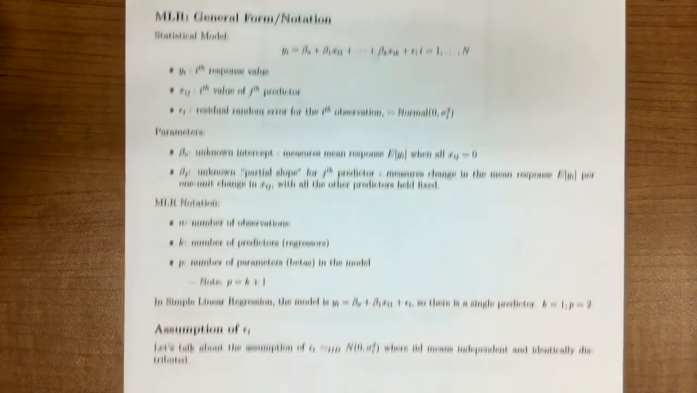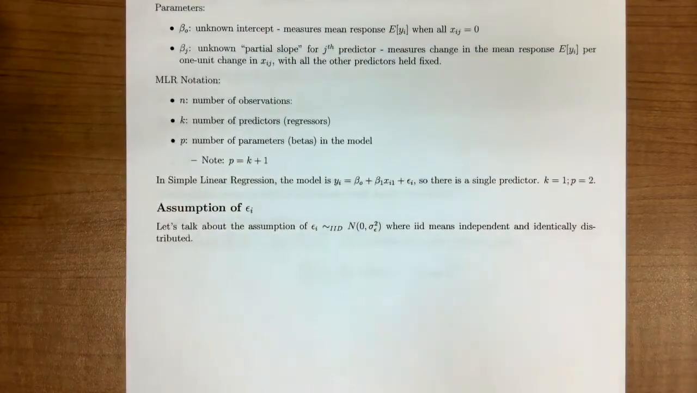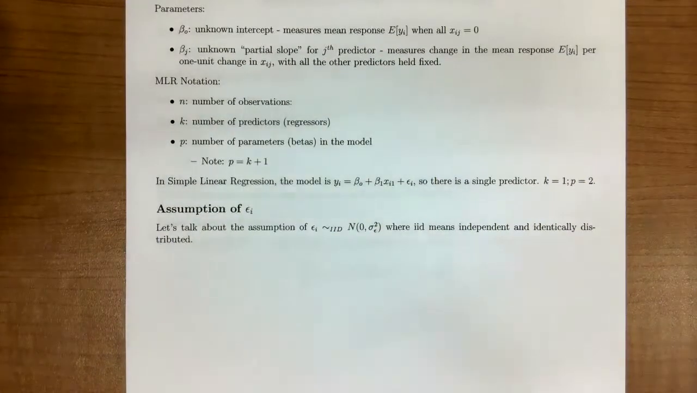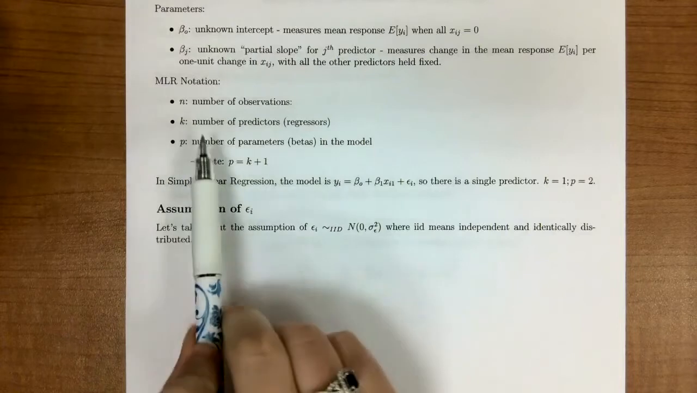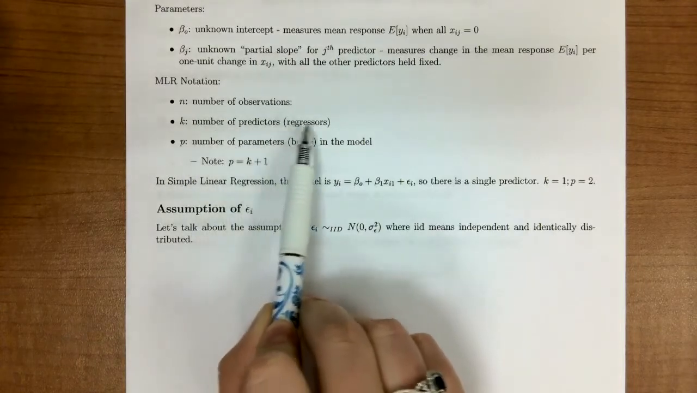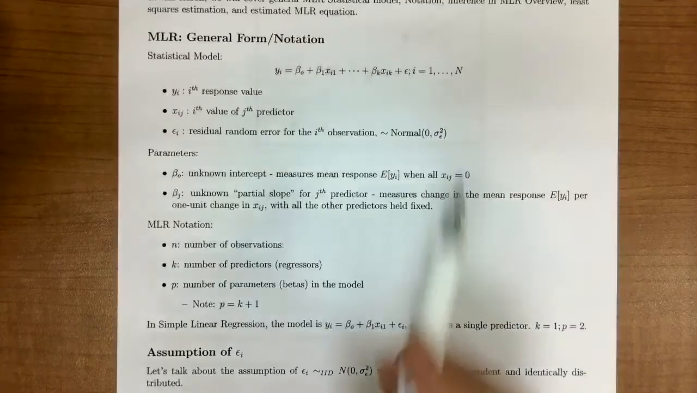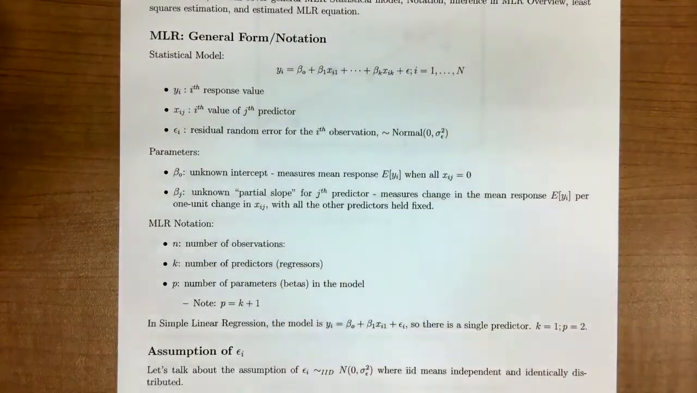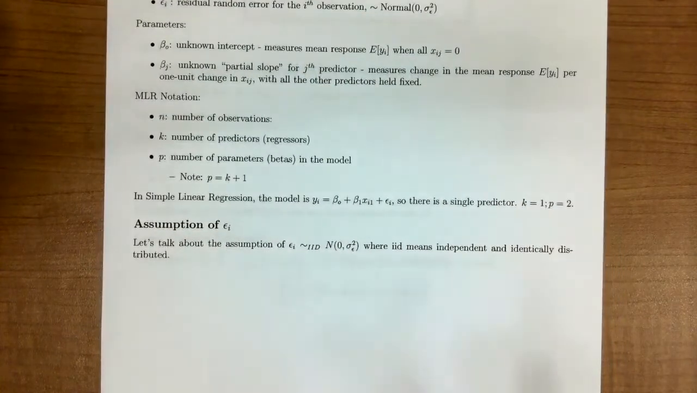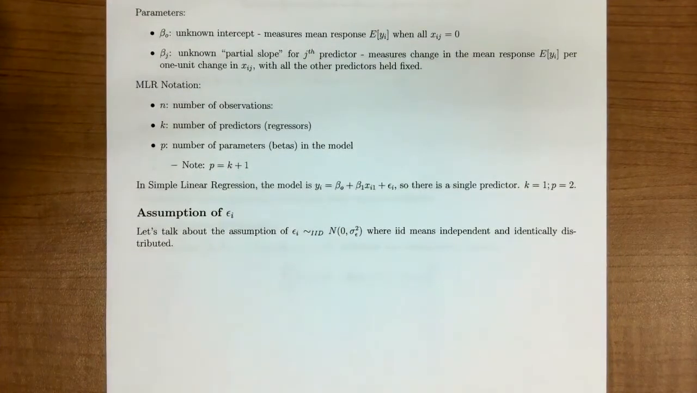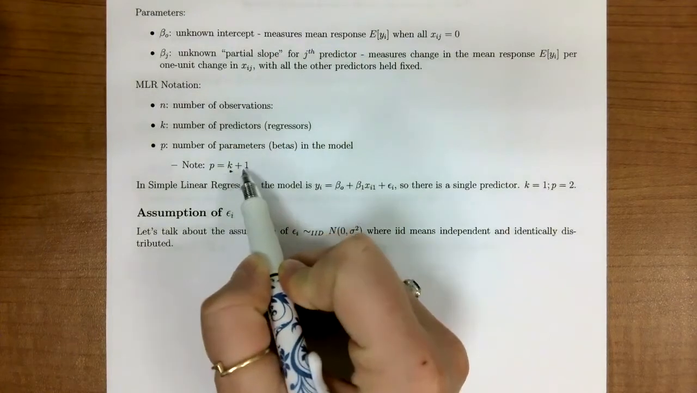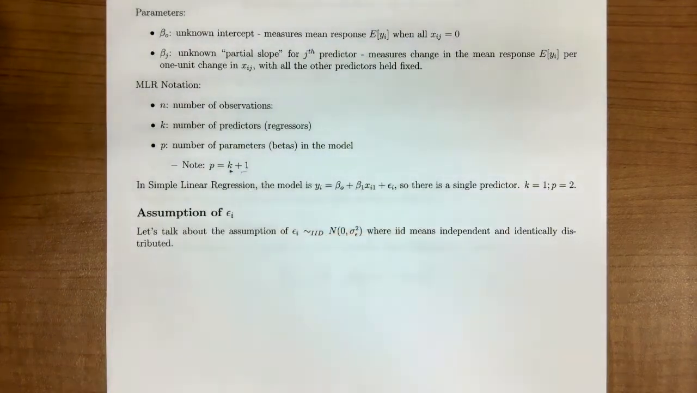So some of the notation we'll be using for this lesson is little n, which is going to represent the number of observations, so how many data points we have. K is going to represent our number of predictors or regressors. So up here, that would be these right here, how many of those we have. And then P is going to be the number of parameters, or the number of total betas in our model. So this K is coming from all of our predictors. This +1 is coming from our intercept.